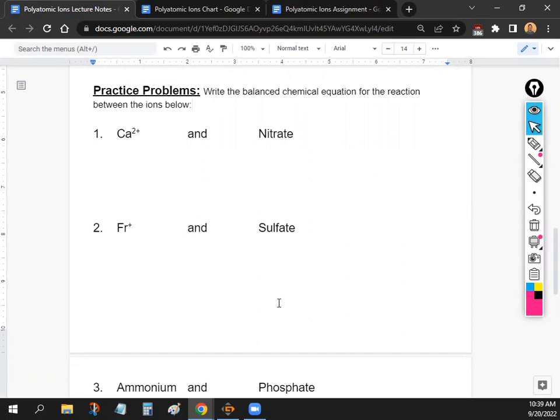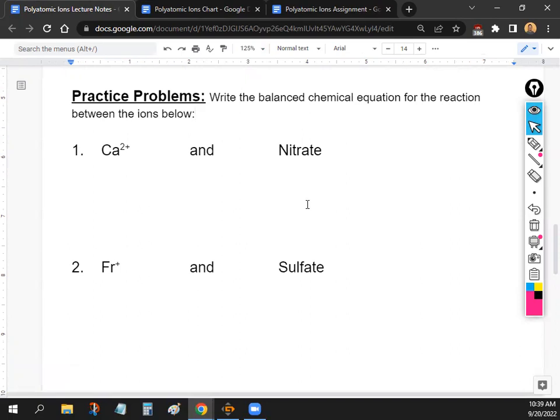This is exactly what we've been doing. We've been writing balanced equations, but this time we're going to put in one polyatomic ion. What we're going to do is combine Ca2+ with nitrate, okay? Ca2+ and nitrate. Ca2+ is something we already know. It's calcium, with a 2+ charge, but we don't know nitrate. If you look on the periodic table, there's no nitrate.